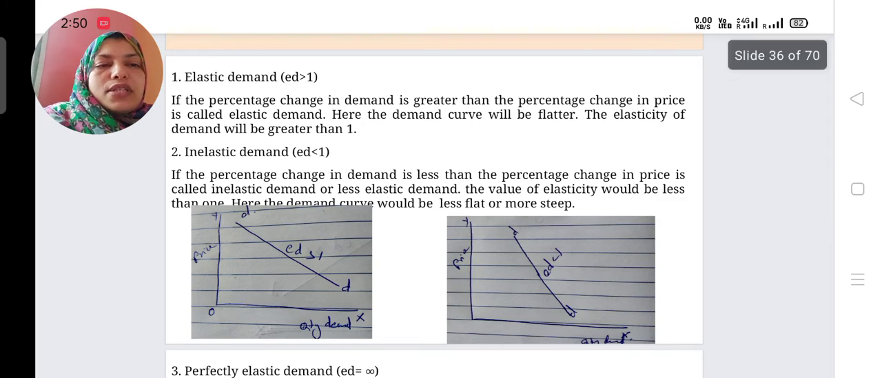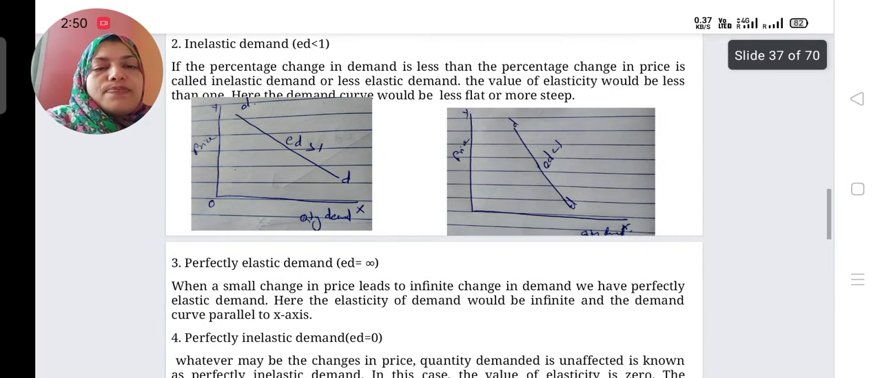We look into this diagram. First case is elastic demand, second case is inelastic demand. In the first diagram, the demand curve is flatter. In the second case, it is more steep.